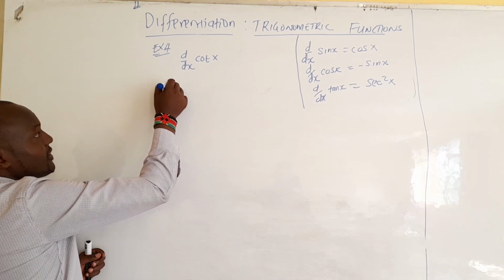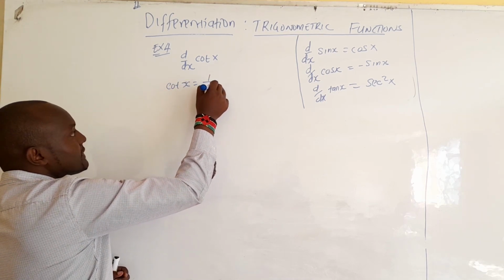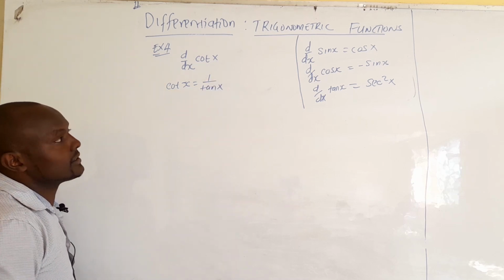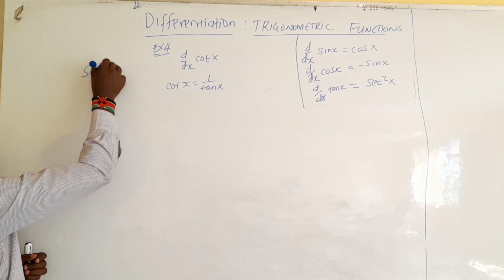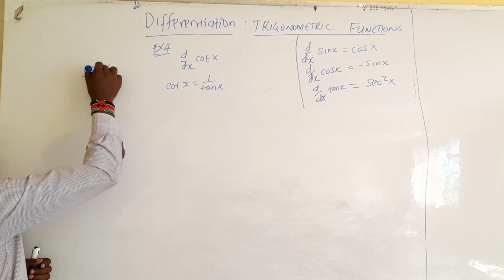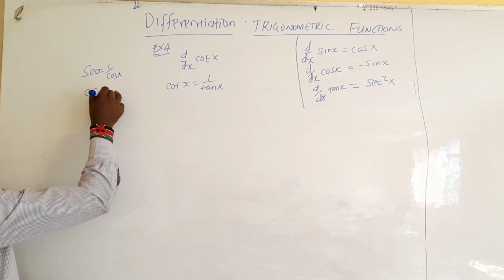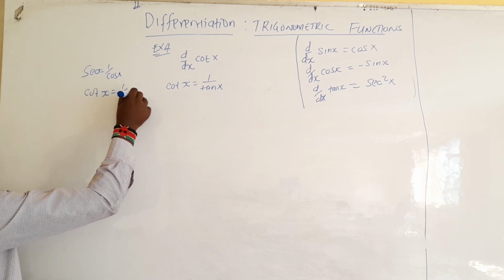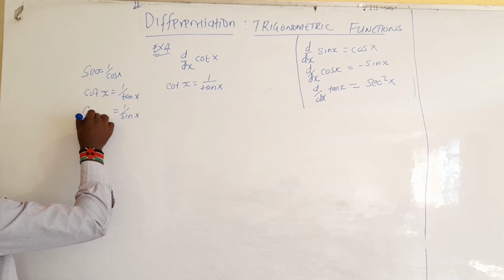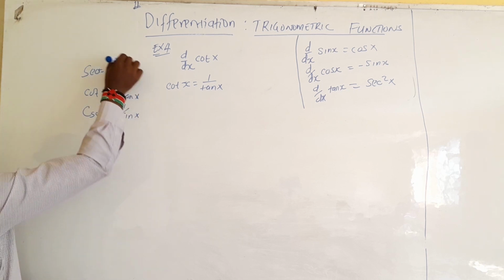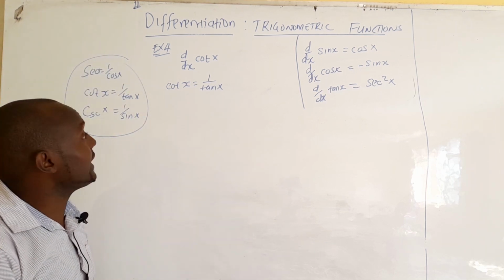Let it be known that cot x is the same as 1 over tan of x. Okay? Because we said sec is 1 over cos x. Cot x is the same as 1 over tan x. And 1 over sin x is equal to cosec of x. So in this case, we are looking at how we differentiate cot of x.